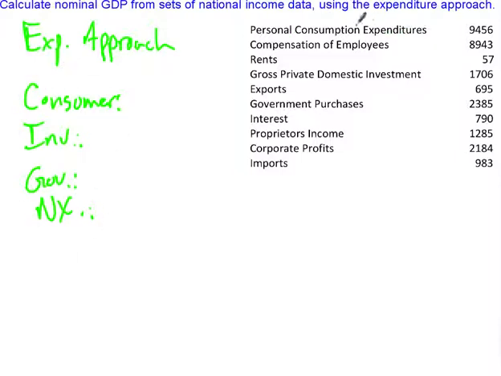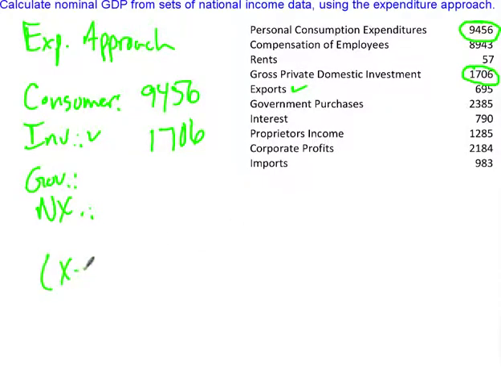All right, and so personal consumption expenditure, that one's definitely part of it. All right, compensation to employees, does that fall under the expenditure approach? If it's compensation, we're talking about wages. All right, rents, does that fall under any of these four? And the answer would be no. Gross private domestic investment would be that. All right, and so that would count there. And so we've got 9456. We've got 1,706. How about exports? That's definitely part of it.